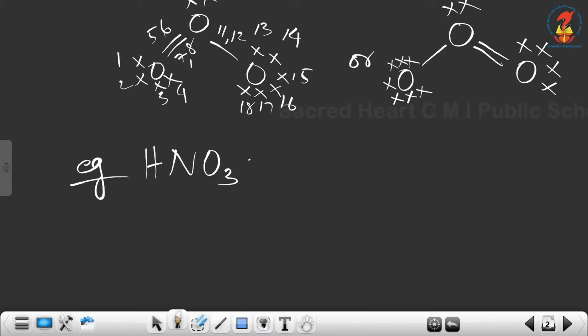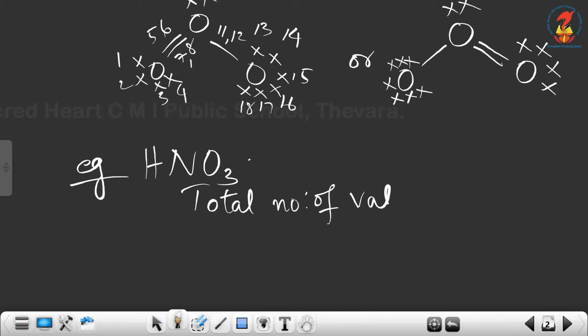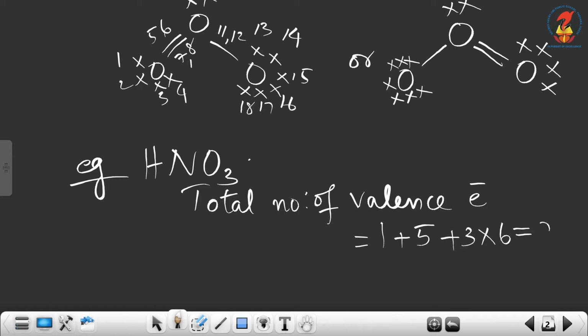HNO3. First let's calculate the total number of valence electrons in nitric acid. Total number of valence electrons is equal to, now hydrogen 1, nitrogen 5, oxygen 3 into 6. So total will be 24 electrons.